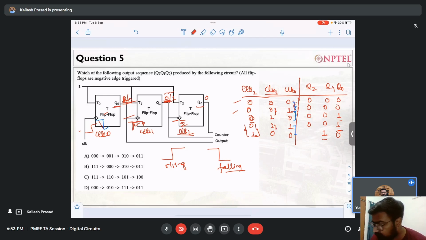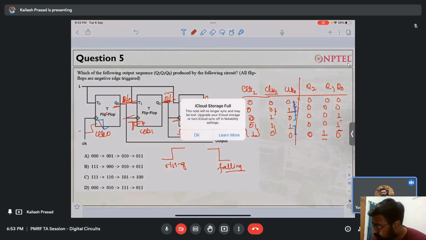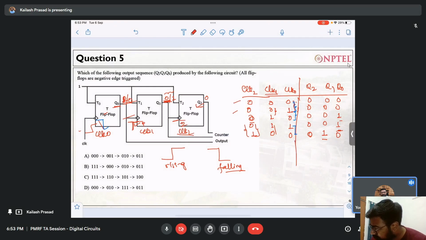Because it was going from 1 to 0, this node will remain at 0 as it is. The Q2 will remain at 0 as it is. Coming quickly to the next step, it will be 1. If it is 1 here, nothing will happen because it's a positive transition, so it will remain at the same state. Everything will remain at the same state.